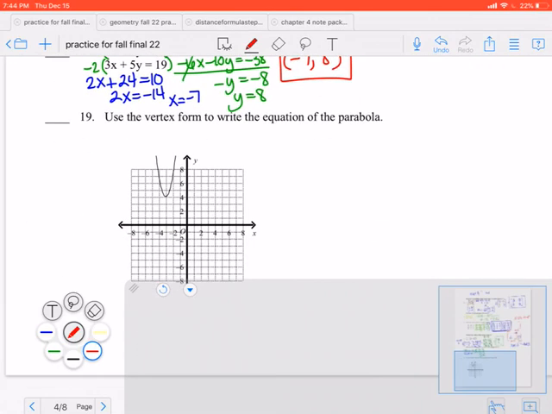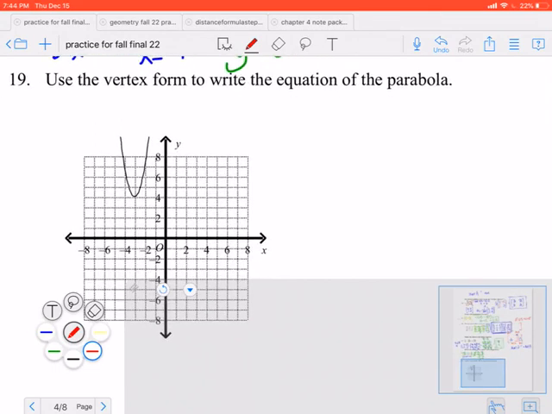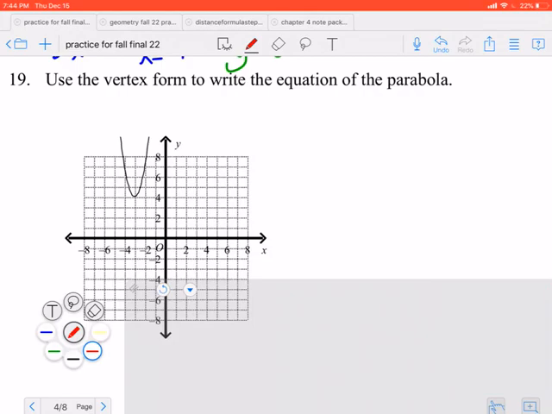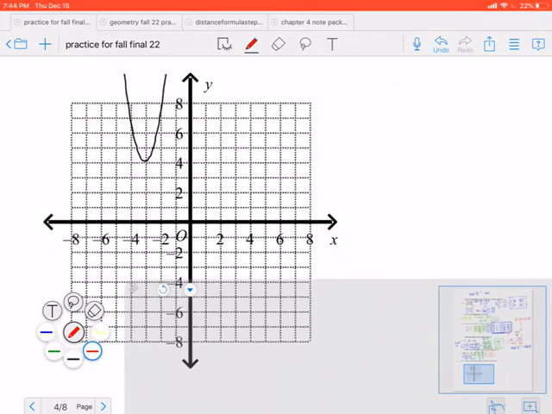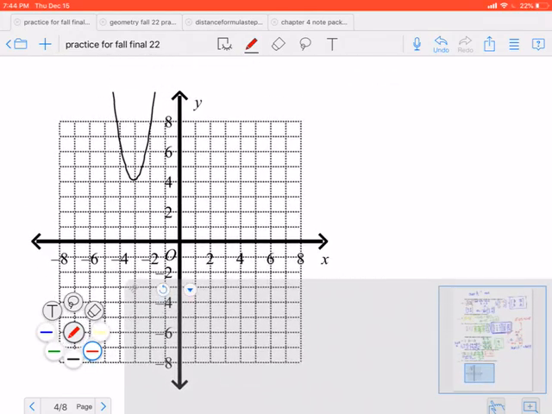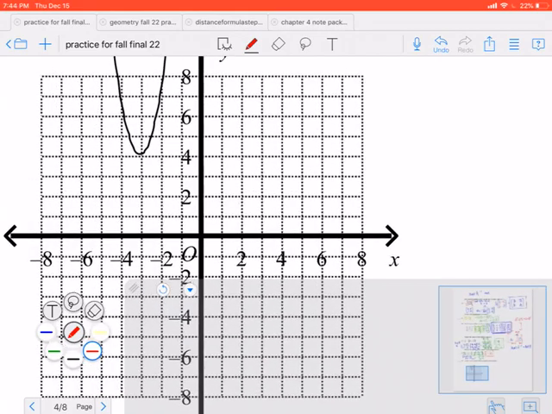All right, enough with the matrices. I like parabolas much better. Use the vertex form to write the equation using vertex form. So write this guy's equation in vertex form. So what is its vertex?